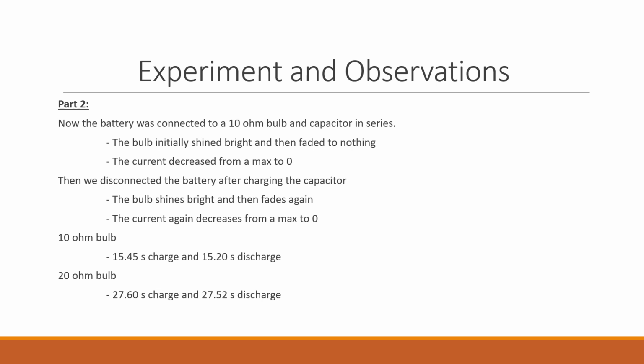Okay, the experiment and observations. Now the battery was connected to a 10 ohm bulb and capacitor in series, and the bulb initially shined and then faded to nothing, and the current decreased from a max to 0. And then we disconnected the battery after charging the capacitor, and the bulb does the same thing again. The 10 ohm bulb had a 15.45 second charge and a 15.2 second discharge, and a 27.6 second charge and a 27.52 second discharge. As you can see, those are nearly identical to each other in terms of second charge and second discharge.